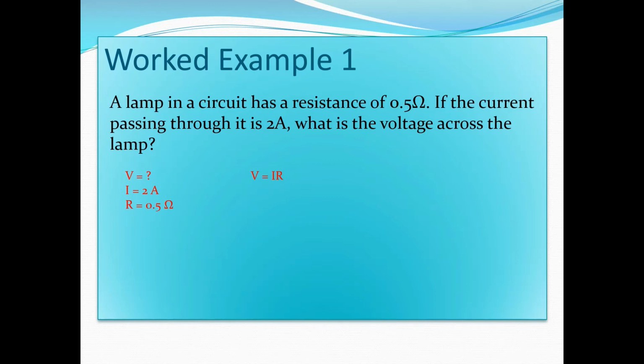And then we just substitute in our numbers. So that gives us voltage equals 2 times 0.5. So voltage equals 1 volt. Okay, it's a very weak circuit apparently. Remember, your units there are just as important as the number. Okay, right, let's look at a slightly trickier example then.